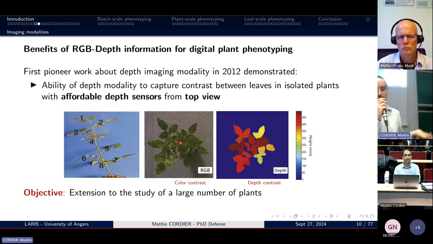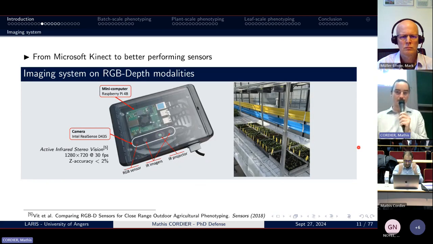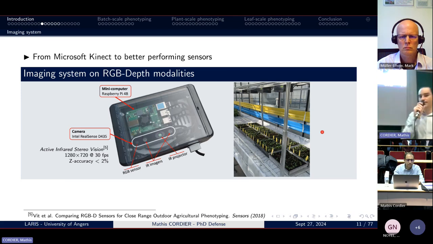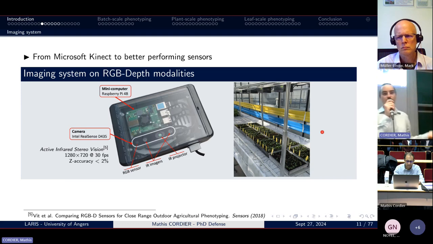Our objective is to extend this first study to a large number of plants, and that's why we designed an imaging system to monitor plant studies on RGB depth modalities. We were also helped by the improvement in RGB depth sensors, from Microsoft Kinect in 2012 to Intel RealSense D435 for now. So we have an example of camera case that we can share with you.